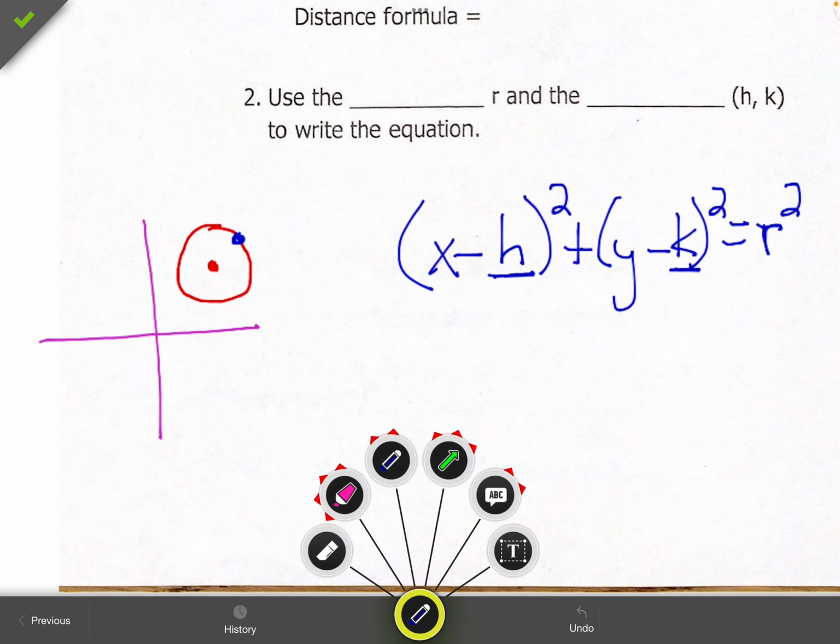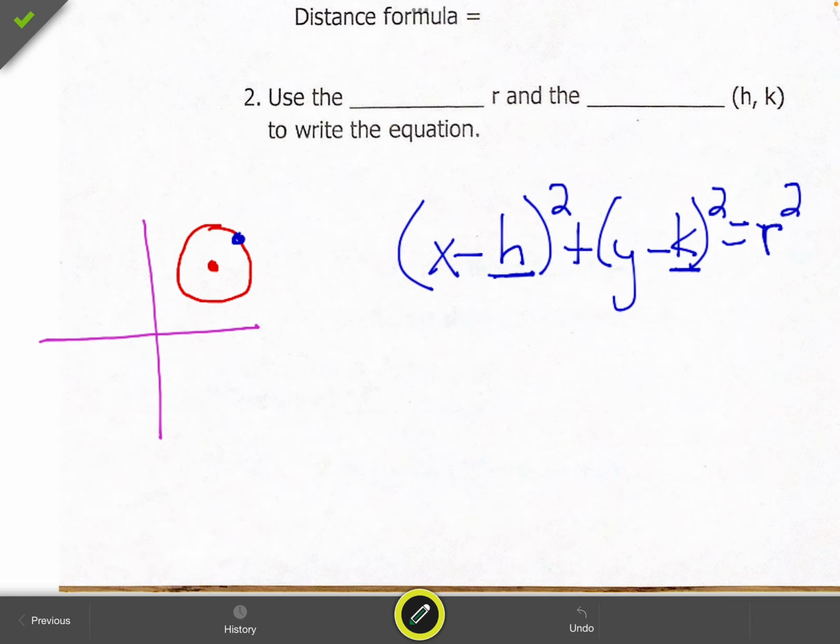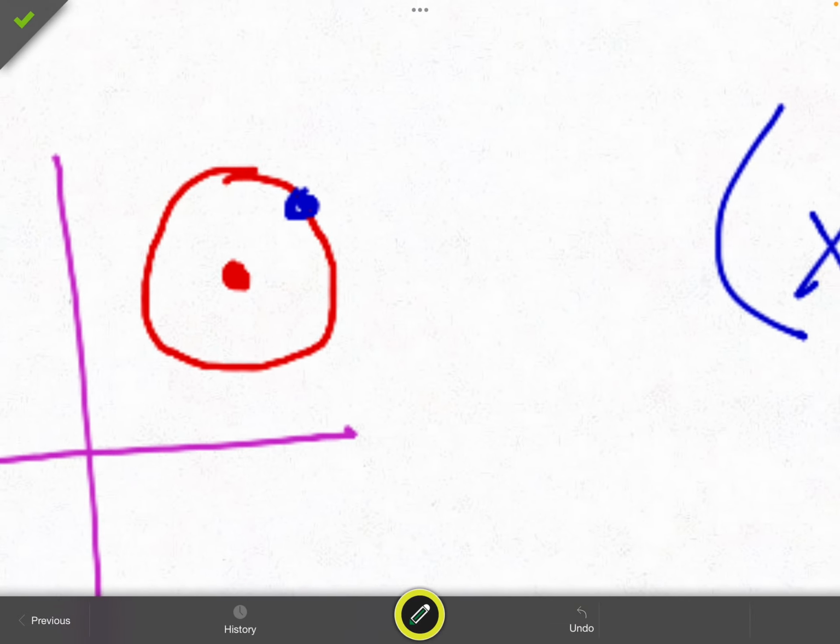Well, if you actually look at the picture that I just drew, your radius goes from the center to any point on your circle. So if I go from my center to the point that they give me, you should see that, hey, that's actually my radius. If I go from the center to the point that they give me on the circle, that makes my radius. And so I need to know what this is.